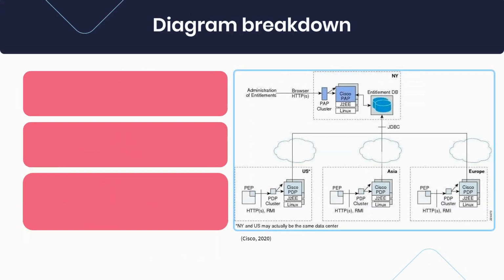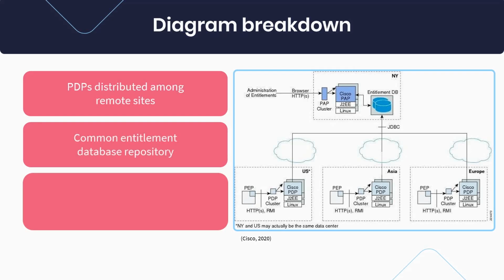So how would a decentralized infrastructure work in this scenario? The same terminology applies as per our previous diagram, but there are clearly significant differences. Here we can see the PDPs are distributed among the remote sites, and all of them share a common entitlement database repository and policy administration point cluster, PAP. Earlier, we said the policy decision point, PDP, is a component used for making decisions based on the user's attributes from PEP.